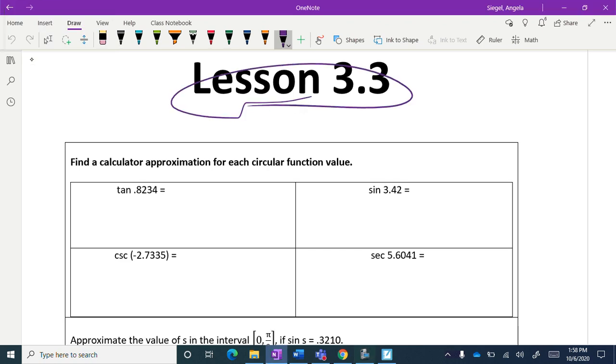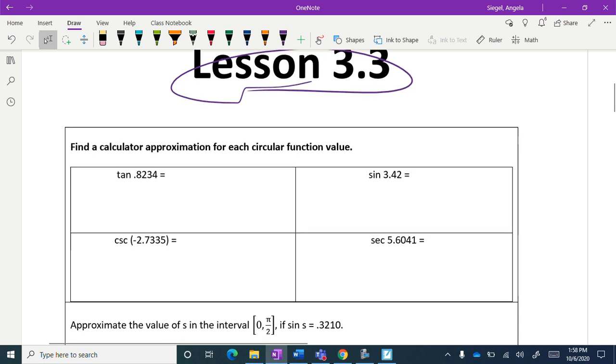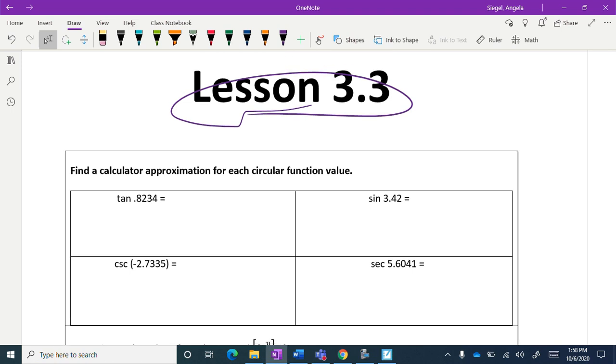Hey guys, welcome to lesson 3.3, and this is going to be another calculator lesson. So make sure you get your calculator handy for this. The first thing that you need to do is make sure that your calculator is in radian mode versus degrees. You might see it like this on your calculator. You need to make sure that that is checked and not this one. So that's the main thing. Other than that, this is all going to be a review.